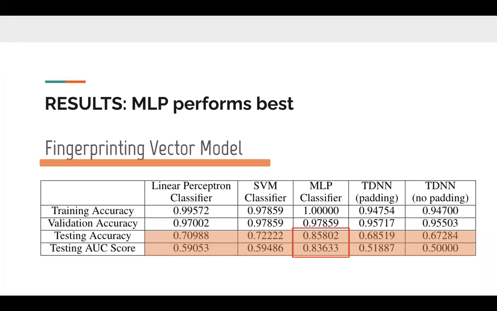In our results for our fingerprint vector models, we can see that the MLP classifier has the best accuracy on the testing set with an accuracy of 85.8%. However, the TDNN model has the worst performance among the 5 models.